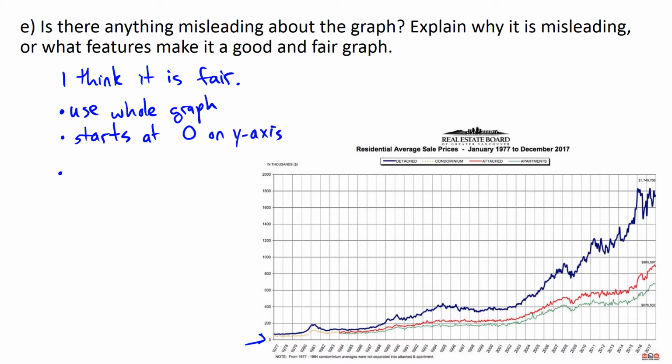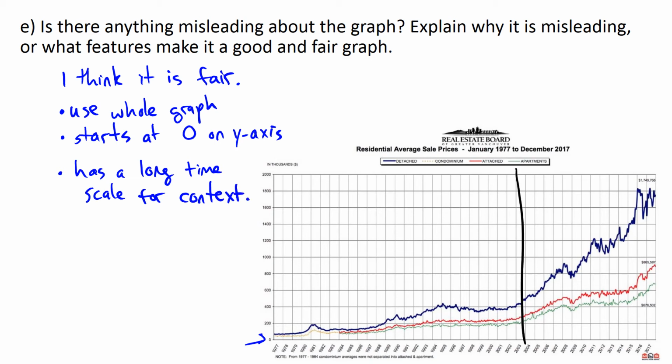And I think this is really important, it has a long time scale for context. If they just showed us this one little stretch here starting after about 2003 and just showed us everything left of 2003, the rapidly increasing house prices would look totally normal. But by giving us instead the context of everything since the late 70s, we can see how this recent rapid increase is a new development for us.